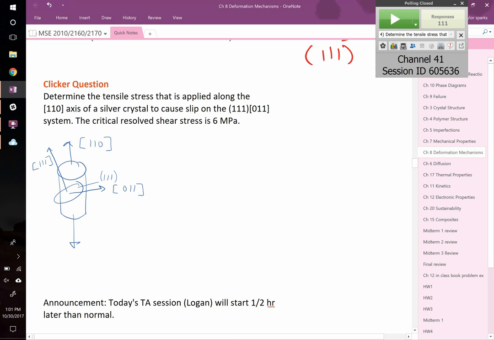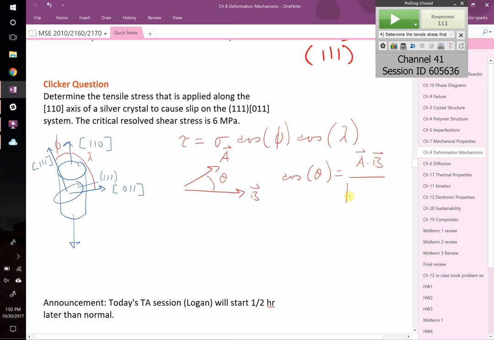So the last thing we need to draw here is this angle from here to here, that is phi, and this angle from here to there is lambda. And then we recall that the resolved shear stress, tau, equals the applied stress multiplied by the cosine of phi multiplied by the cosine of lambda. One last thing to recall is that if you have two vectors, A and B, and you want to figure out the angle between them, the cosine of that angle is equal to the dot product A dot B divided by the length of A times the length of B.